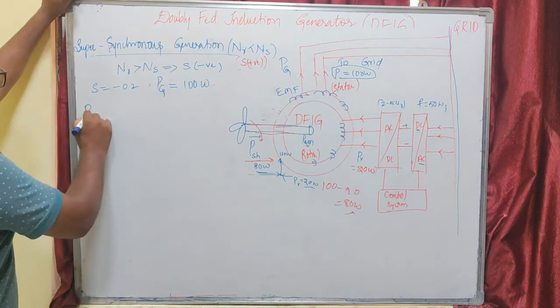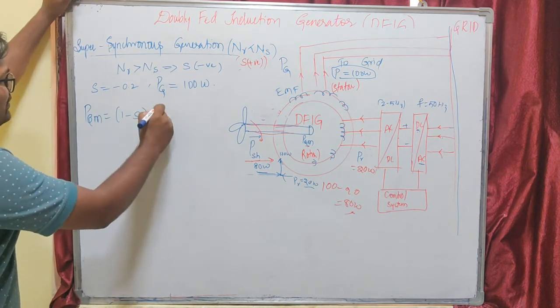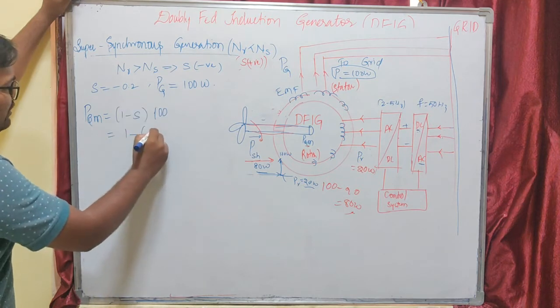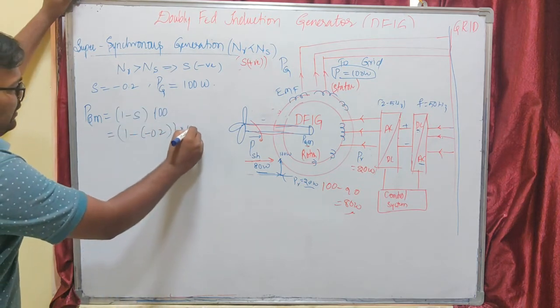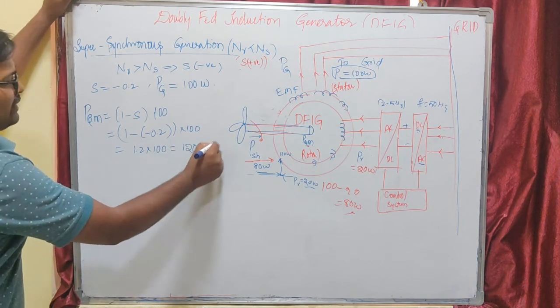Okay, so PGM, the gross mechanical power developed in the rotor, will be equal to (1 minus S) times PG, which is 100. That is (1 minus S), and what is the S value? That is 0.2, into 100. That becomes 1.2 into 100, which equals 120 watts.